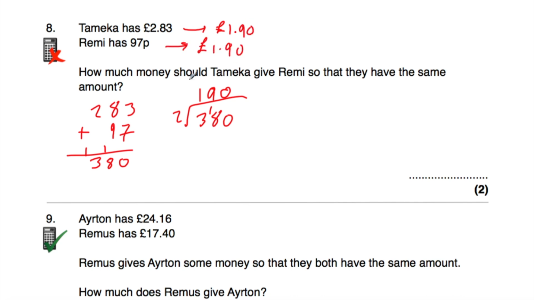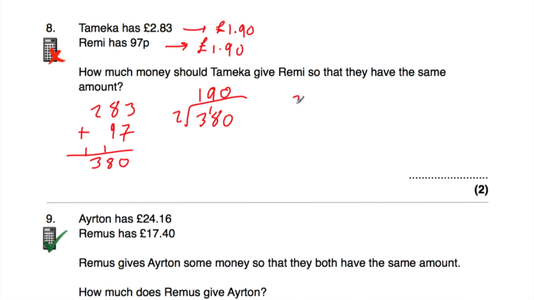Now the question says how much money should Tamika give Remy so they'd have the same amount of money. So there's two different ways we can do that. What we could do is take Remy's 97p away from £1.90 and see how much his money's gone up by, and that's how much Tamika's given him. Alternatively, we could take the £1.90 away from £2.83 and see how much Tamika's money's gone down by to see how much she's given him.